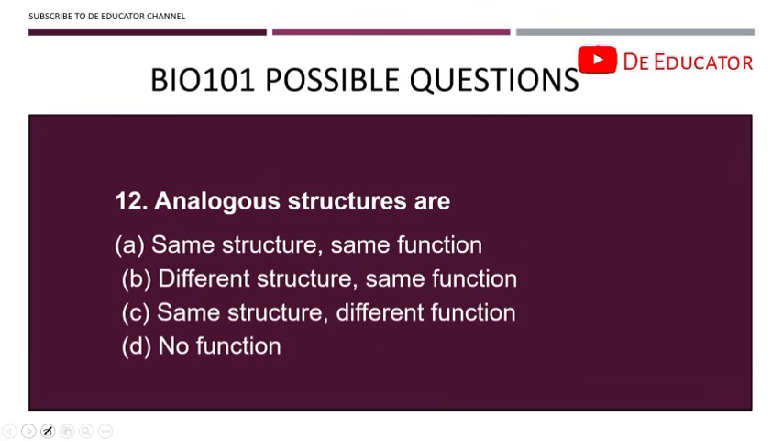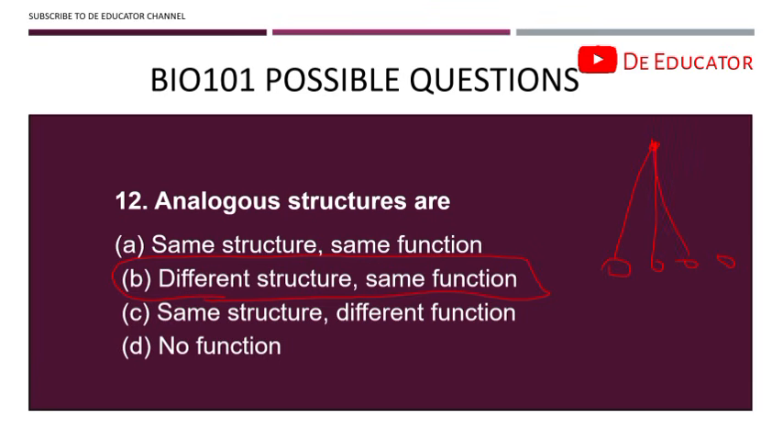Okay, so the next question: analogous structures. Remember, analogous structures are not going to be the same structure. That is only homologous. Analogous structures are different structures, but they have the same function. So you have different structures like this, which means you have different ancestors. Let me say all the ones I'm drawing now are different structures. Then all of them will converge to the same function.